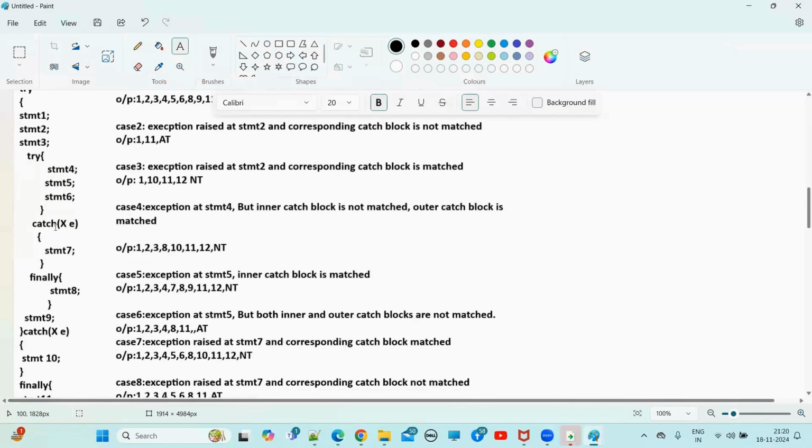Here there is no concept of the inner catch block matching. See, statement 3, where is it available? Within the part of the outer try block, not within the inner try block. So how will the control go to the inner catch block? Okay, sir. Always it will look for the outer catch block.